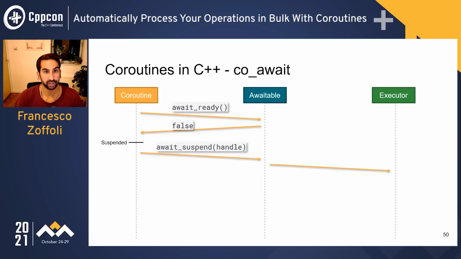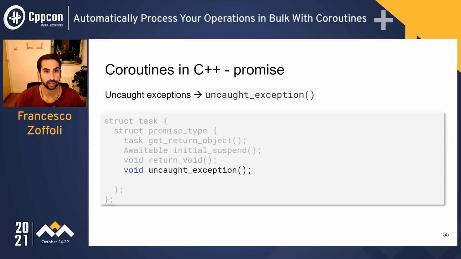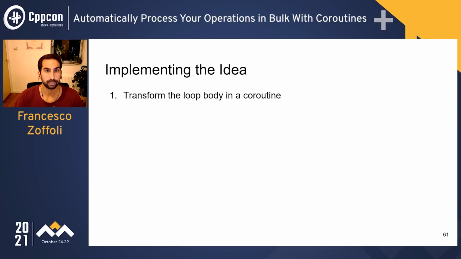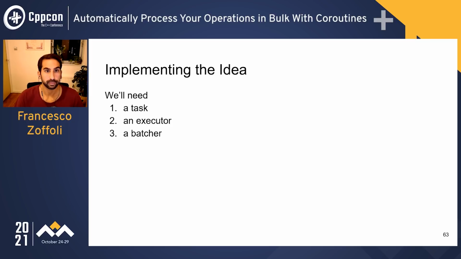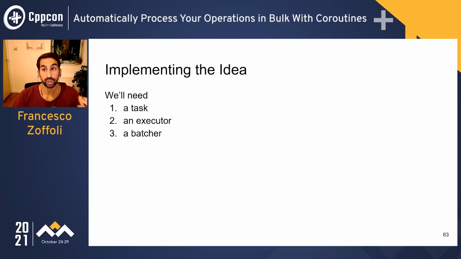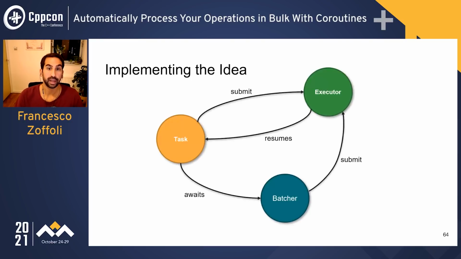So let's jump back to where we were. We were talking about transforming the body into a function, into a coroutine. To support what we want to do, we need three components. We need a task, which is the one returned by the coroutine. We need an executor, and we need a batcher. And they are going to cooperate in the following way.